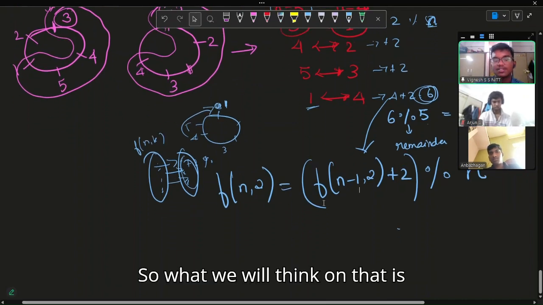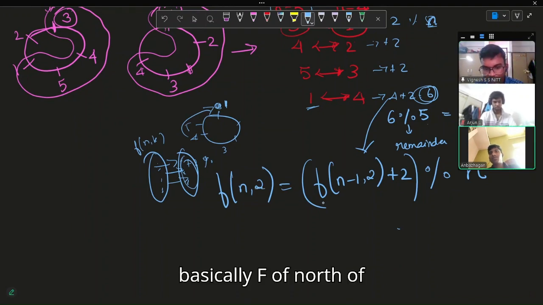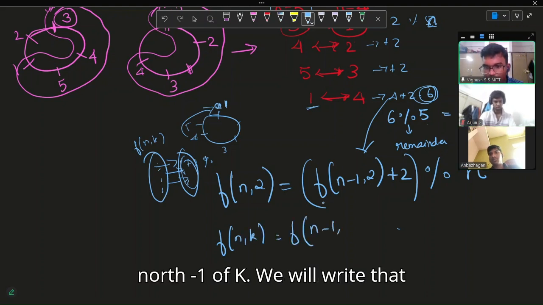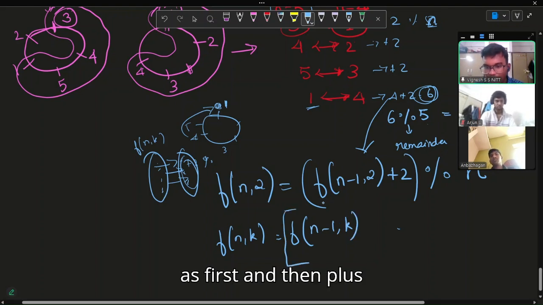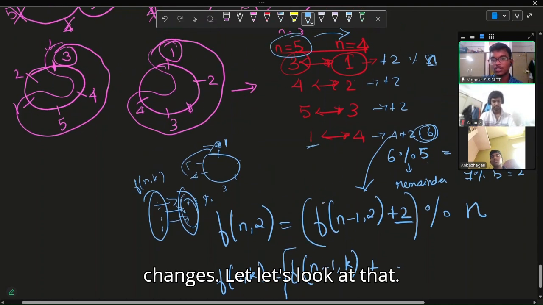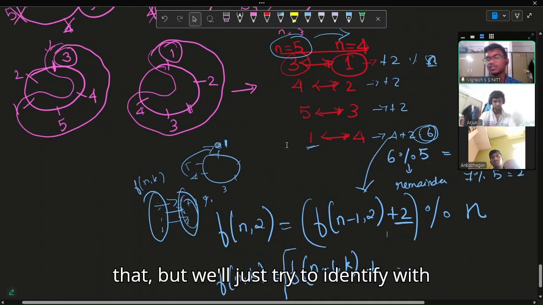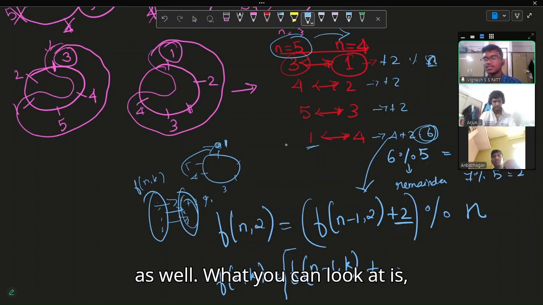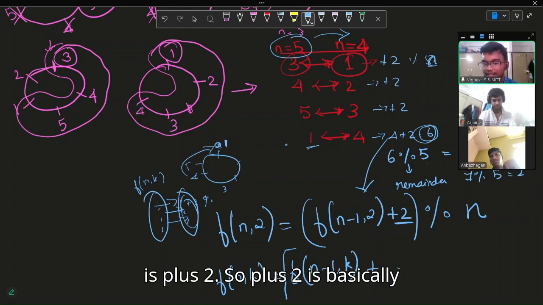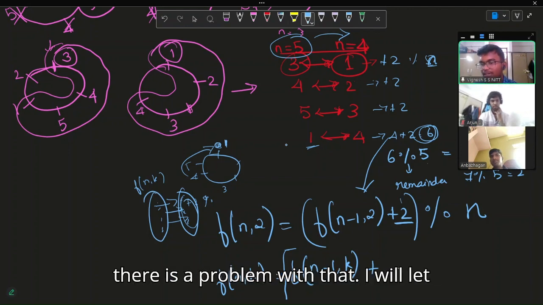So what we will think on that is, basically f of n of k is equal to f of n minus 1 of k. You'll write that first, and then plus this 2 is also changing as per k. How it changes, let's look at that. We can take another example, but we'll just try to identify with this as well. It is plus 2, which in our case is k. You cannot just write this as k because there is a problem with that. I will let you know.